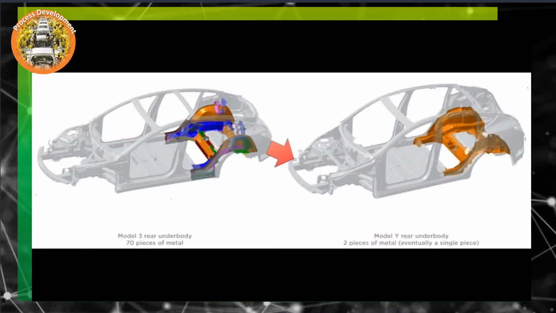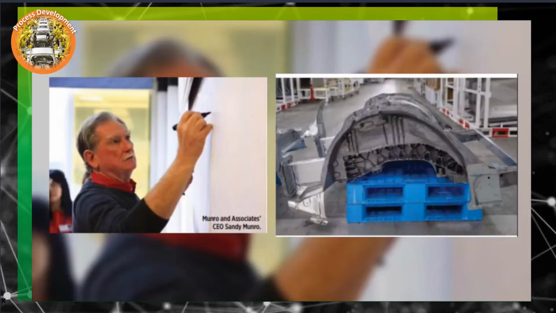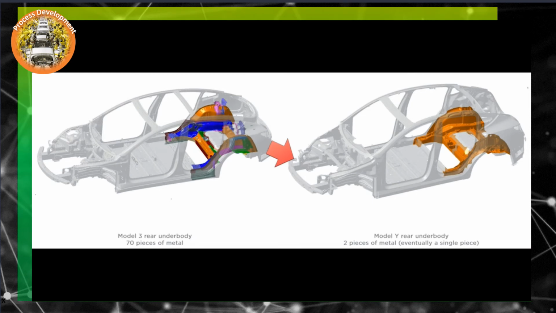The casting stretches completely across the car's rear and is comprised of two halves that are bolted together. Tesla's greatest challenge was the warpage that would occur because it is such a large part. So the material group at Tesla created a new aluminum alloy with similar strength and elongation to other heat-treated alloys without the use of heat treating.